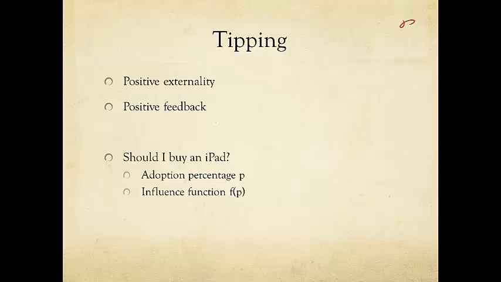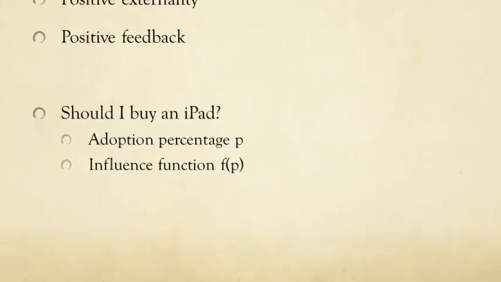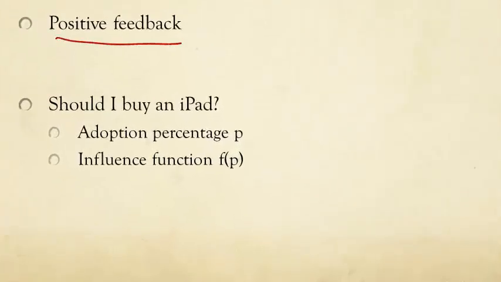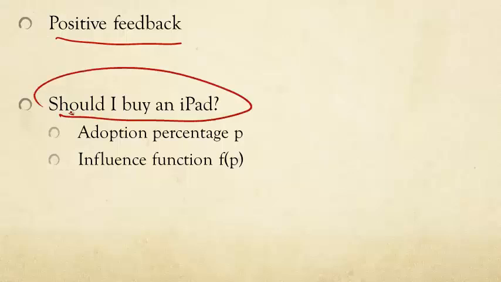The second model of influence in a crowd, we'll be talking about it, tries to model the concept of tipping. And this is the first time that we'll be encountering a positive feedback. But first of all, let's look at the basic model here. Okay, should I buy, say, an iPad?